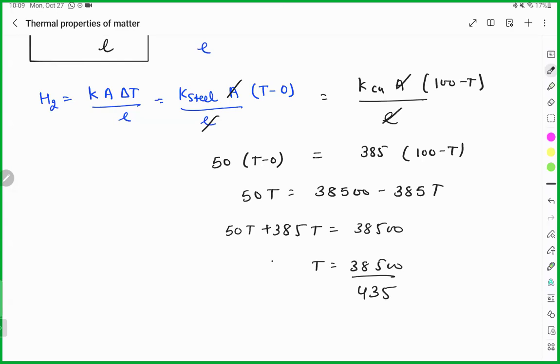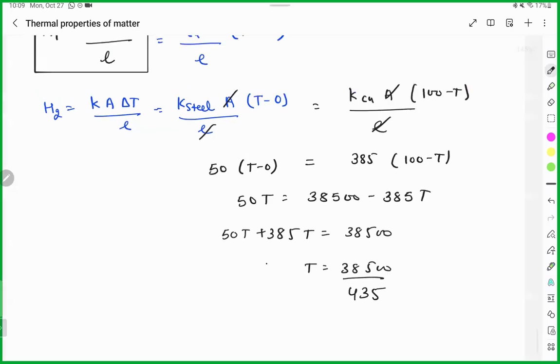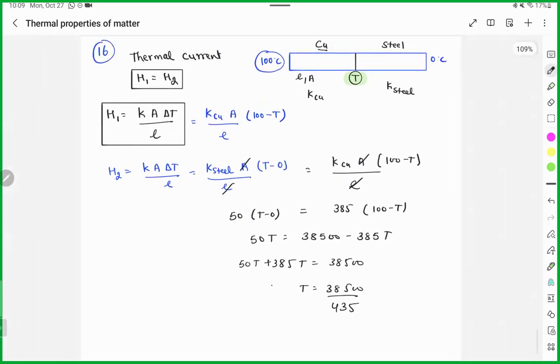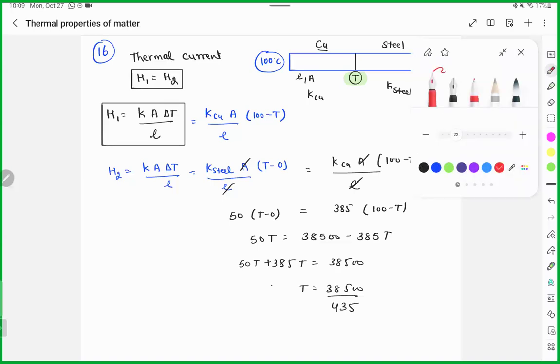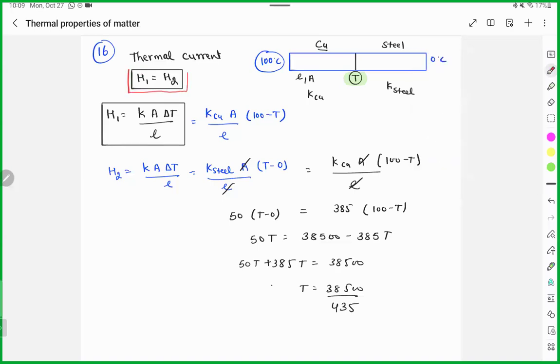Tell me, do you have any doubt? No, sir. You can ask one question. Sir, we understand all the calculation, we can do. We have to understand what is given. In this situation, why is current same in both the rods H1 and H2?